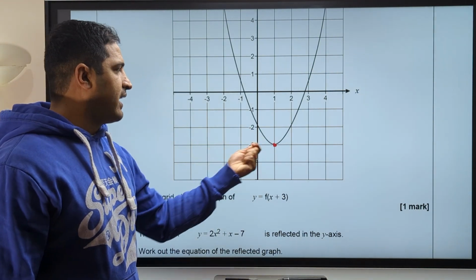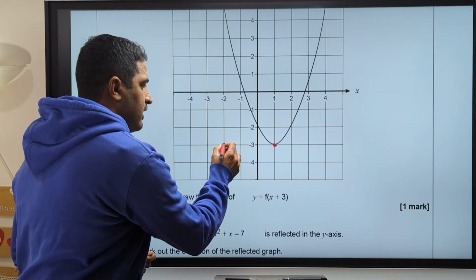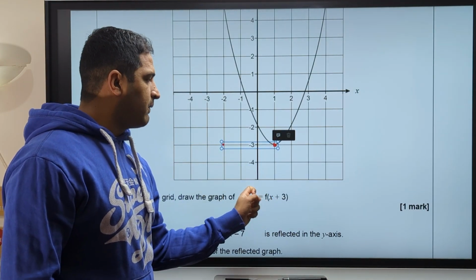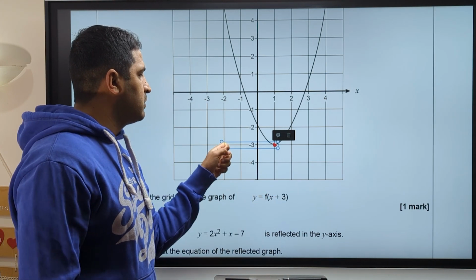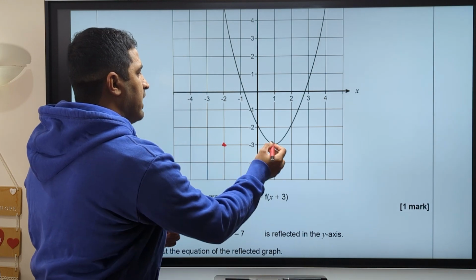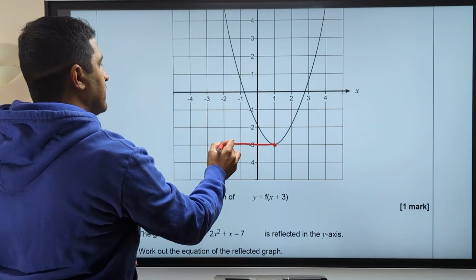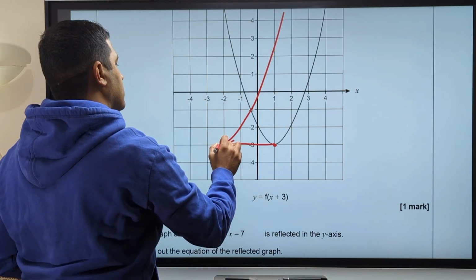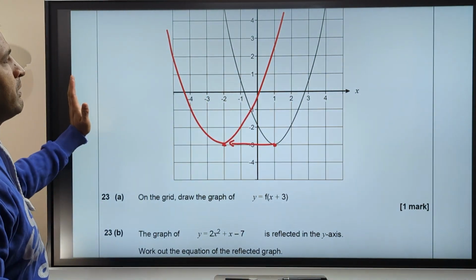Okay, so in the x direction, it moves backward, 3 places that way. To get x equal to 1, f of 1 here, I need to put the x value to be negative 2, which is there. So everything's moved that way, 3 places. Your graph will look exactly the same, but moved 3 places that way. So all of it moves 3 places that way.